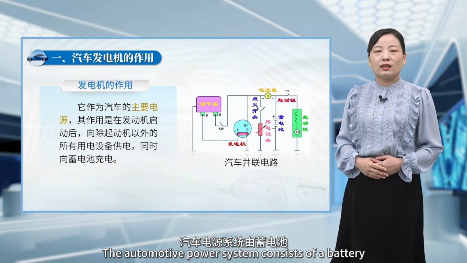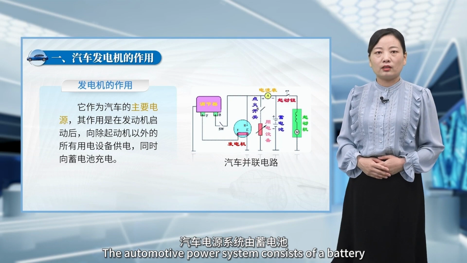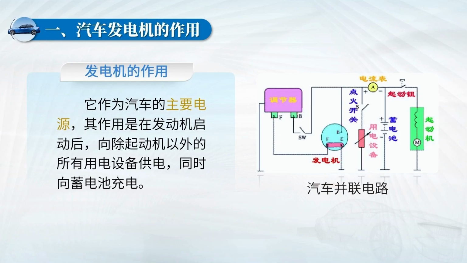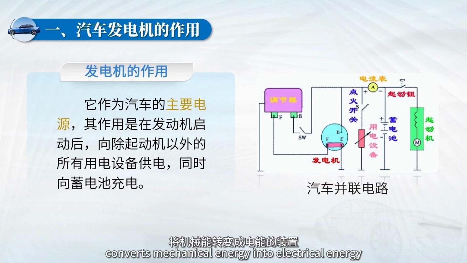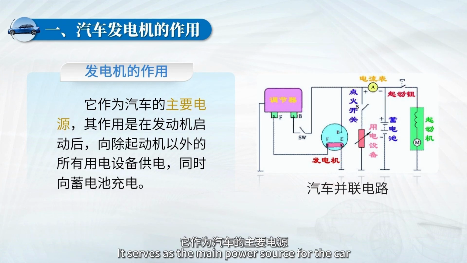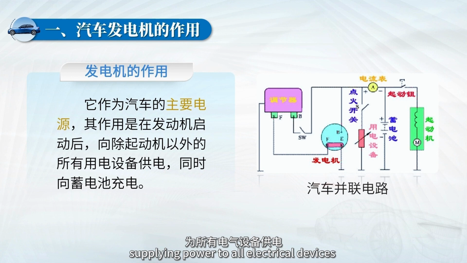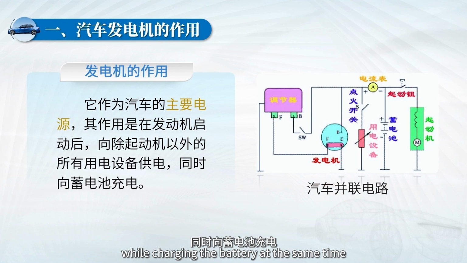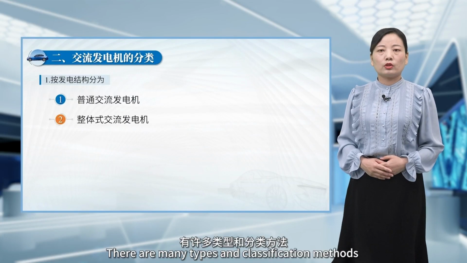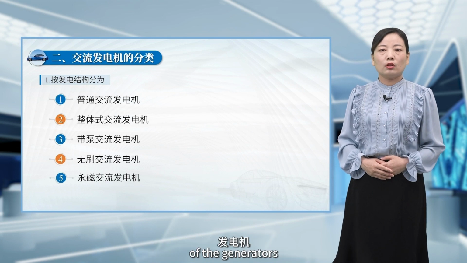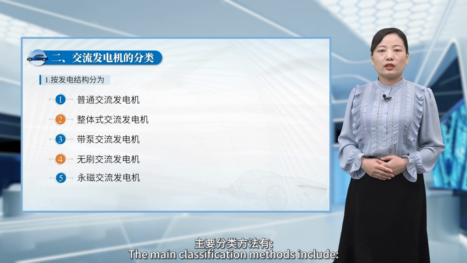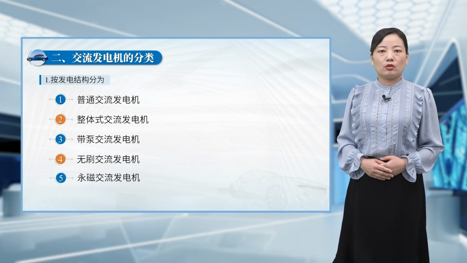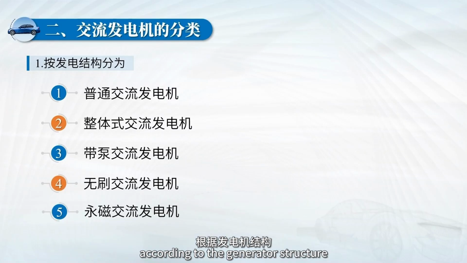The automotive power system consists of a battery, generator, and regulator. The generator, driven by the engine, converts mechanical energy into electrical energy. It serves as the main power source for the car, supplying power to all electrical devices except for the starter, while charging the battery at the same time. There are many types and classification methods of the generators. The main classification methods include: first, according to the generator structure.